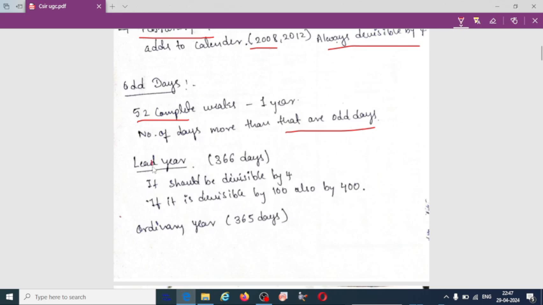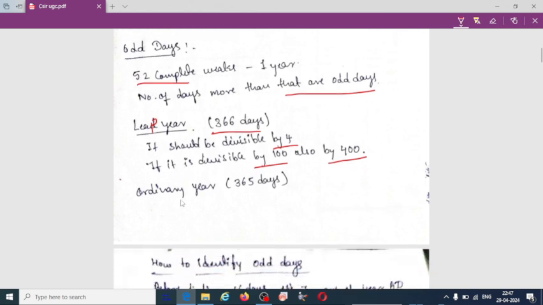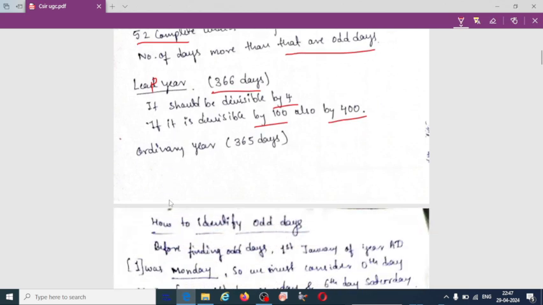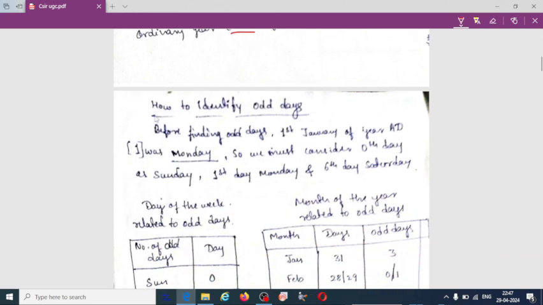A leap year, as I discussed, consists of 366 days. 1 day is going to be added. It is always divisible by 4, and if it is divisible by 100, it must also be divisible by 400. These two conditions you should remember for a leap year. As we know, an ordinary year has 365 days. How to identify odd days?